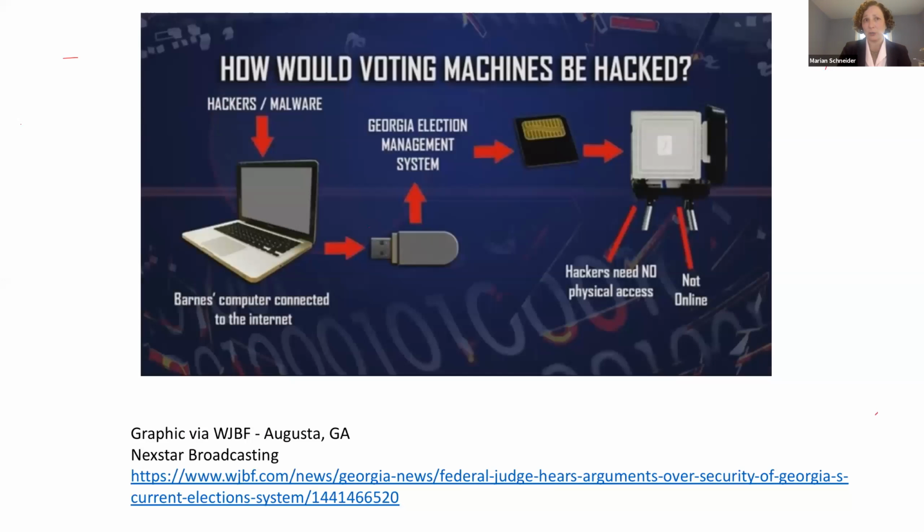And I want to show this slide that the WGBF in Augusta, Georgia had after the Georgia litigation. One of the witnesses testified that the computer that they used to program the voting machines had been connected to the internet or to a network, and that laptop was brought in, the files were loaded onto a USB drive, and then inserted into the Georgia election management system. That's a huge risk of attack.